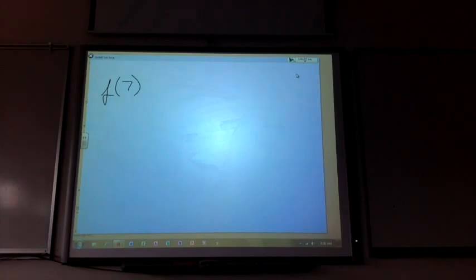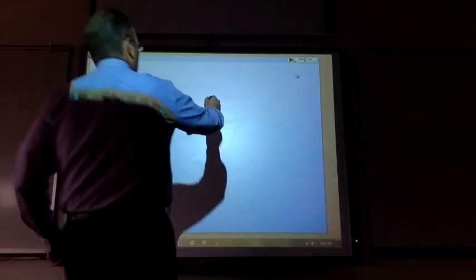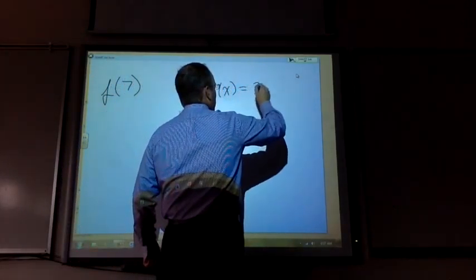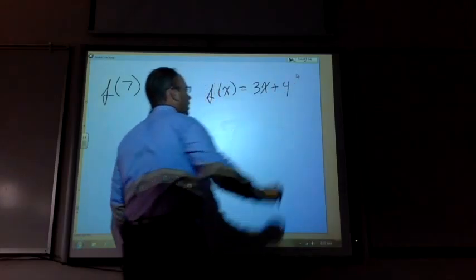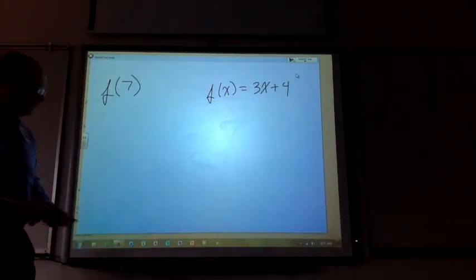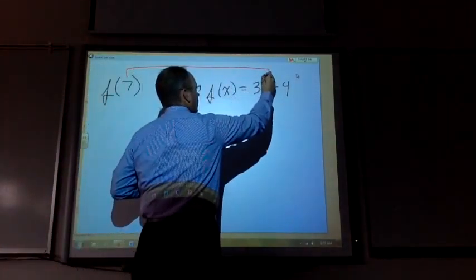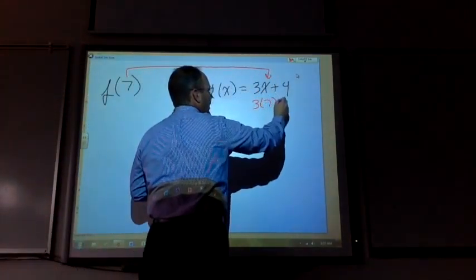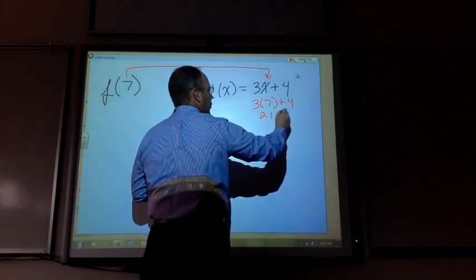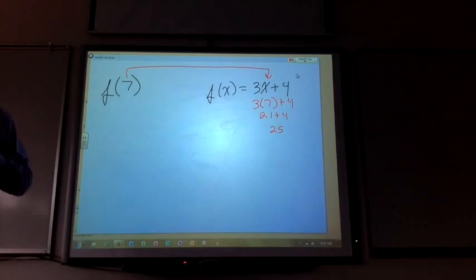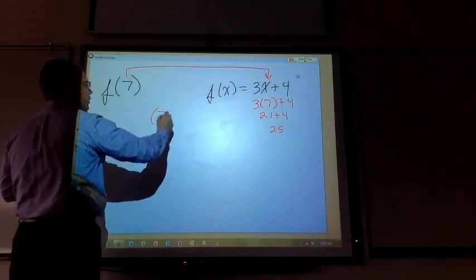I like it. So let's say that we know f at x is equal to, I don't know, 3x plus 4. Where is 7 being plugged into? It's being plugged in for x. So you get 3 times 7 plus 4. So that's 21 plus 4, which is 25. What point does this yield me? 7 comma 25. Awesome. Okay?